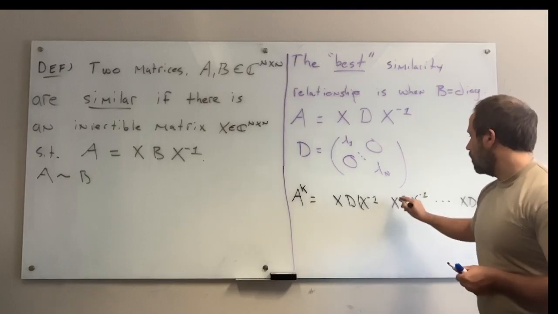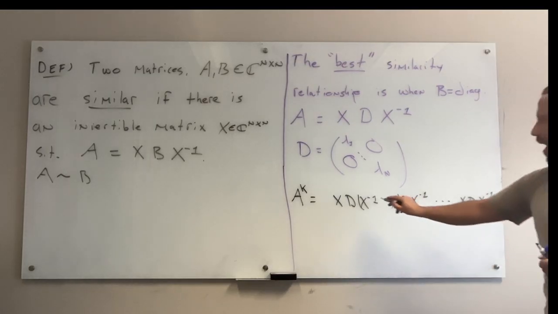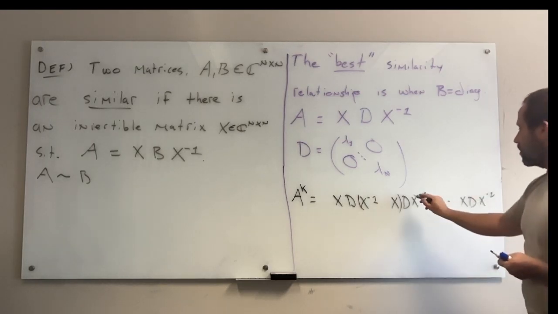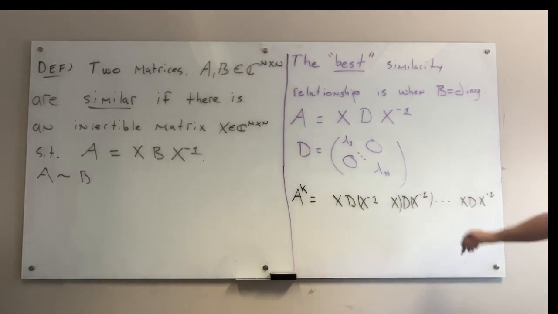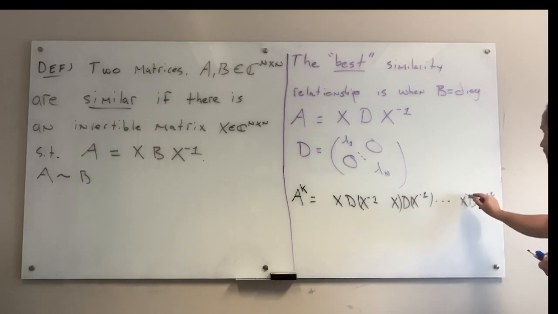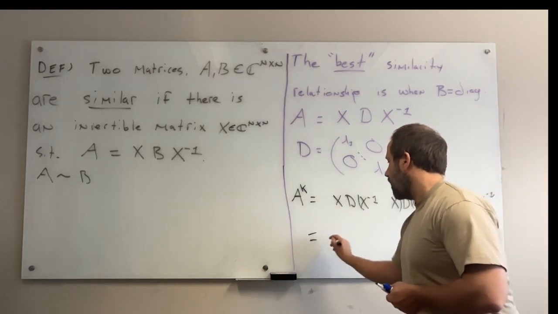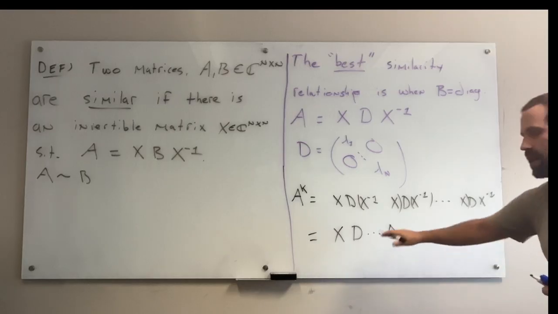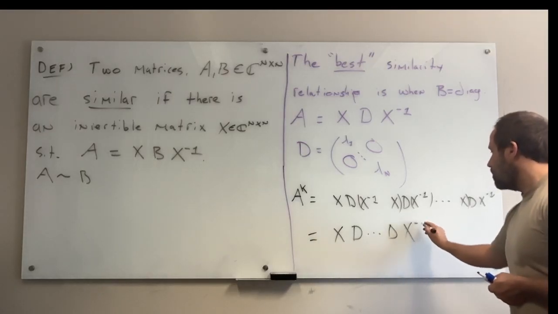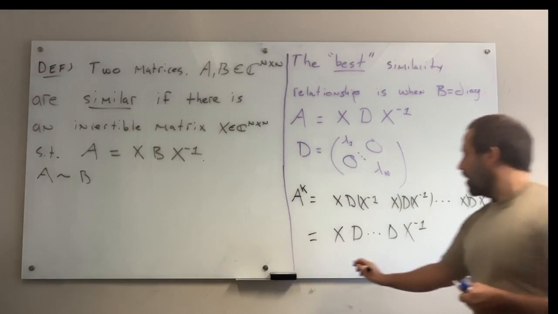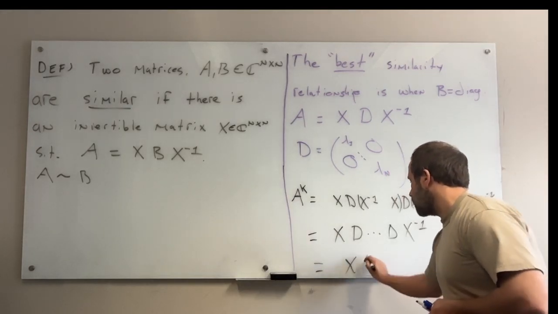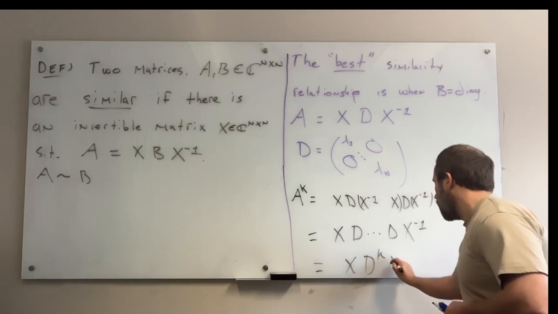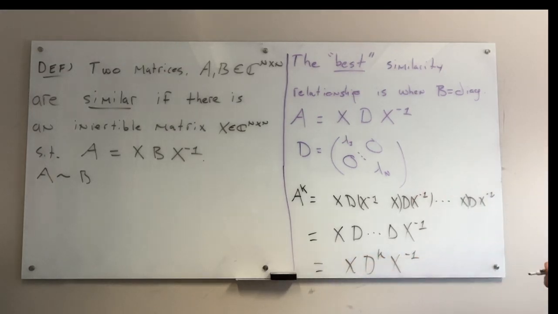So for example, I can do X inverse times X, they cancel. It's just the identity matrix. That X inverse is going to cancel with another X inverse that's in the dots. This X is going to cancel with an X inverse that's in the dots. And so what we're left with is X times K different copies of D times X inverse. And this is just X times D to the K times X inverse.